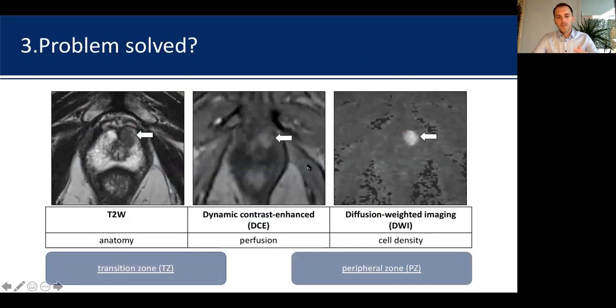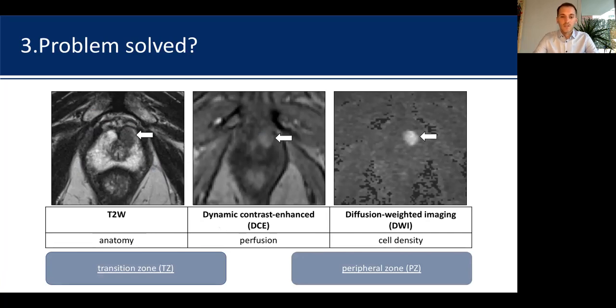When we remember back to the slide, we can see the 3 sequences which are suggested by the PI-RADS protocol, the T2, the DCE, and the DWI. But you might think, well, we have 3 sequences, we should have plenty of information to get those diagnoses straight.